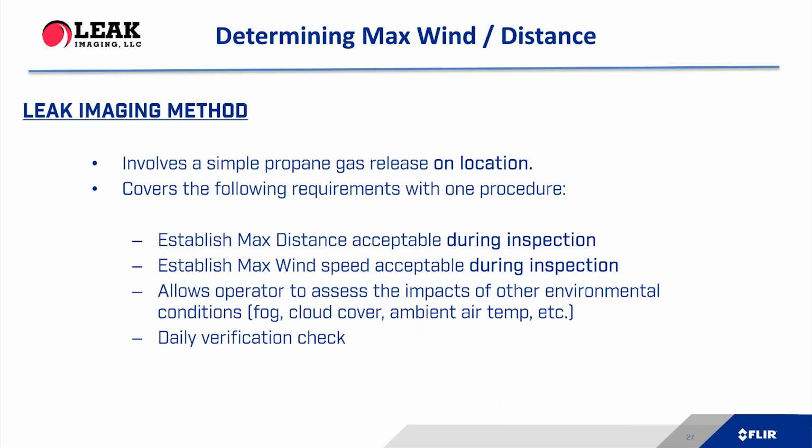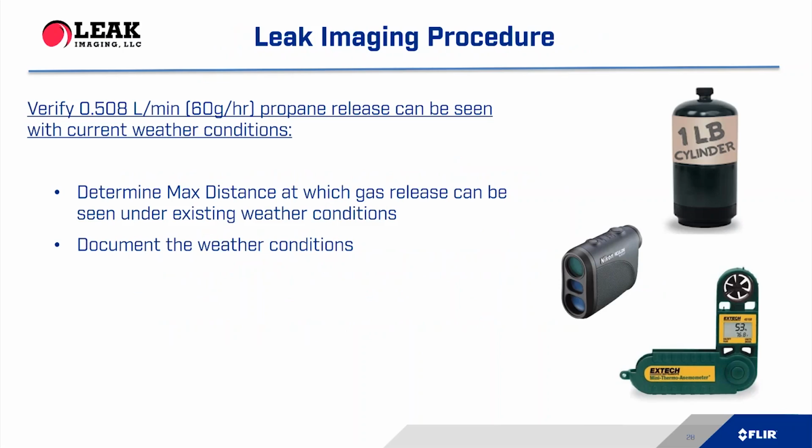So a fairly basic, fairly simple gas release on site can actually, in our opinion, meet the requirements that the EPA rolls out in the EPA Quad OA standards, which also applies to the BLM regulation as well. Again, this involves a simple propane gas release on location and essentially covers the following requirements all in one procedure. It establishes max distance, max wind speed, allows the operator to assess the impacts of other environmental conditions, for instance, fog, cloud cover, ambient air temperature, etc., and then also checks the box for the daily verification check.